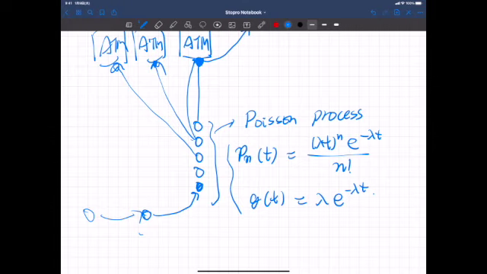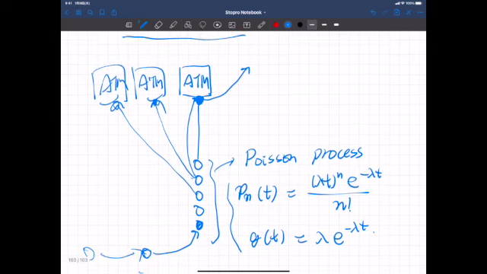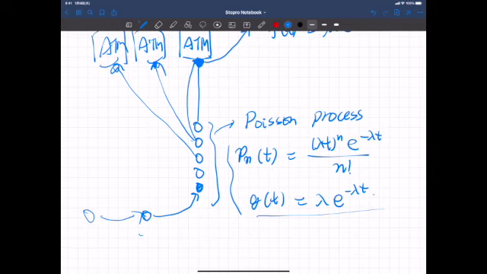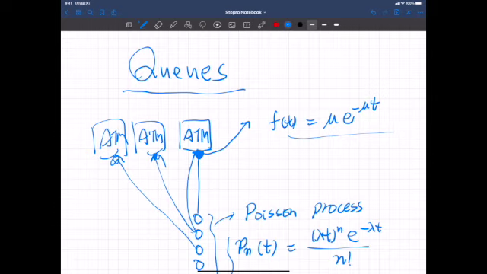And also, oftentimes, the time spent at the server is modeled by an exponential distribution. Let's say this is the density function of the time spent at a server. It is easy if we can model it by an exponential distribution like this. So this is one exponential distribution, and this is another exponential distribution with a different parameter, mu.